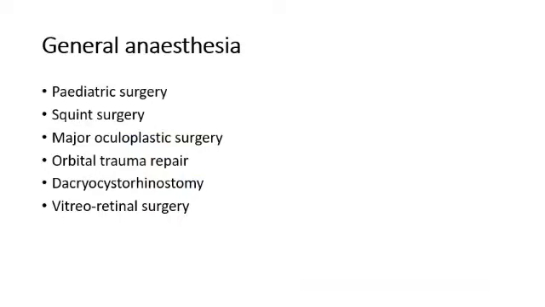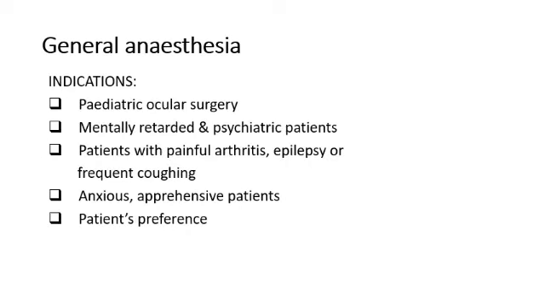Coming to general anesthesia, it is used in various types of eye surgeries like pediatric surgeries, squint surgeries, major oculoplastic surgeries, orbital trauma repair, dacryocystorhinostomy, or vitreoretinal surgeries. The indications of general anesthesia are pediatric ocular surgery, mentally retarded and psychiatric patients, patients with painful arthritis, epilepsy, or frequent coughing, anxious and apprehensive patients, and it can be a patient's preference also.